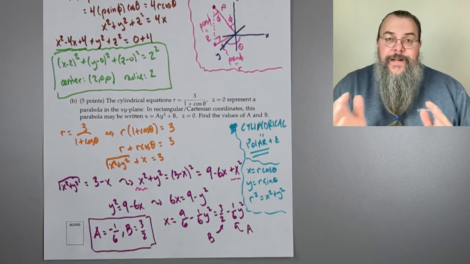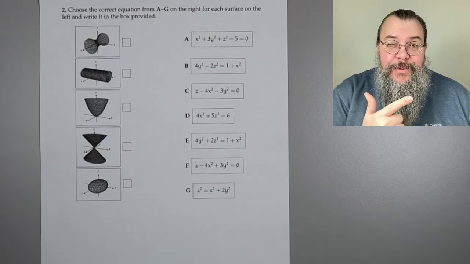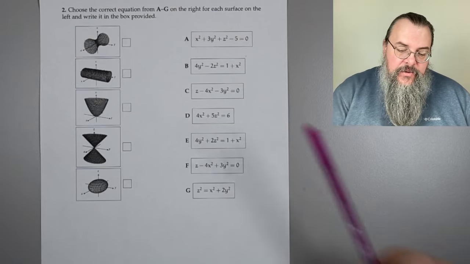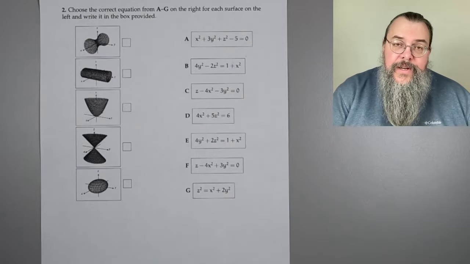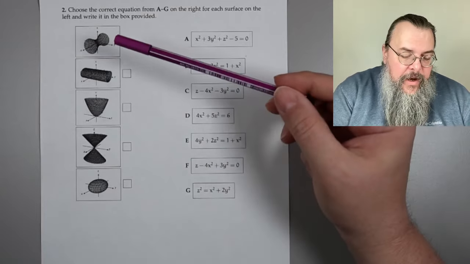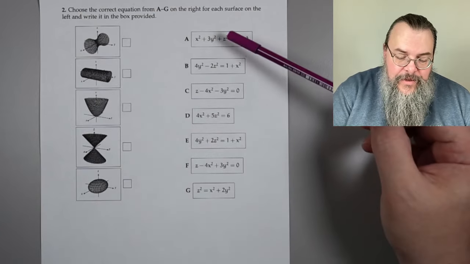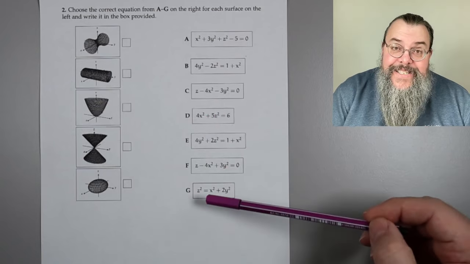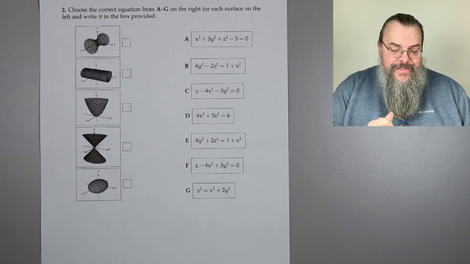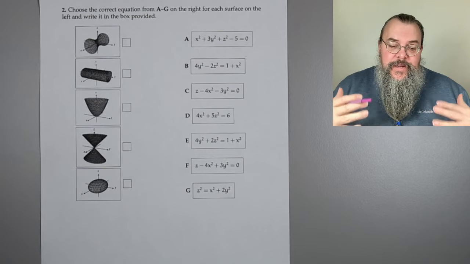All right. Well, good start. Let's keep going. Number 2. We're asked to choose the correct equation from A through G on the right for each surface on the left and write it in the box provided. So probably these boxes right here. Now let's pause and see that there's 5 surfaces, and there's 7 equations. Meaning we're not going to use all the equations. So it's not just a matter of matching. We have to make sure we rule things out.